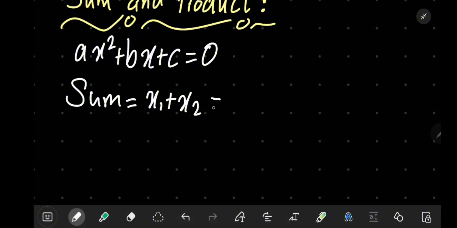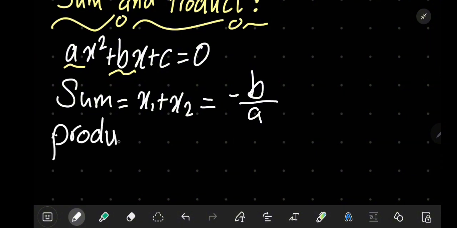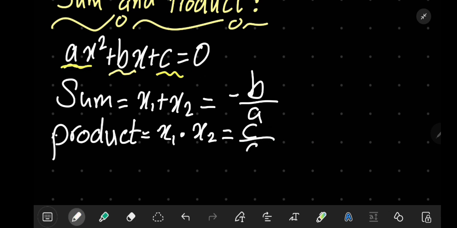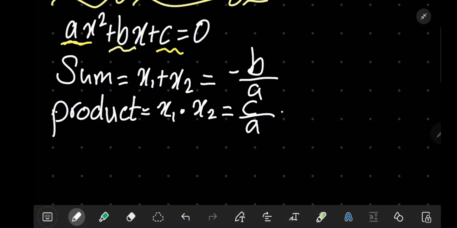Okay, so this is also equal, gotta be very, very careful, to minus b over a, not only b, because this is the rule, right? So the product is x1 times x2, because it's a product. The product is the answers of a times, right? Multiplication. So in this case, it's equal to c over a. There is no minus, there is nothing, just pure c over a.